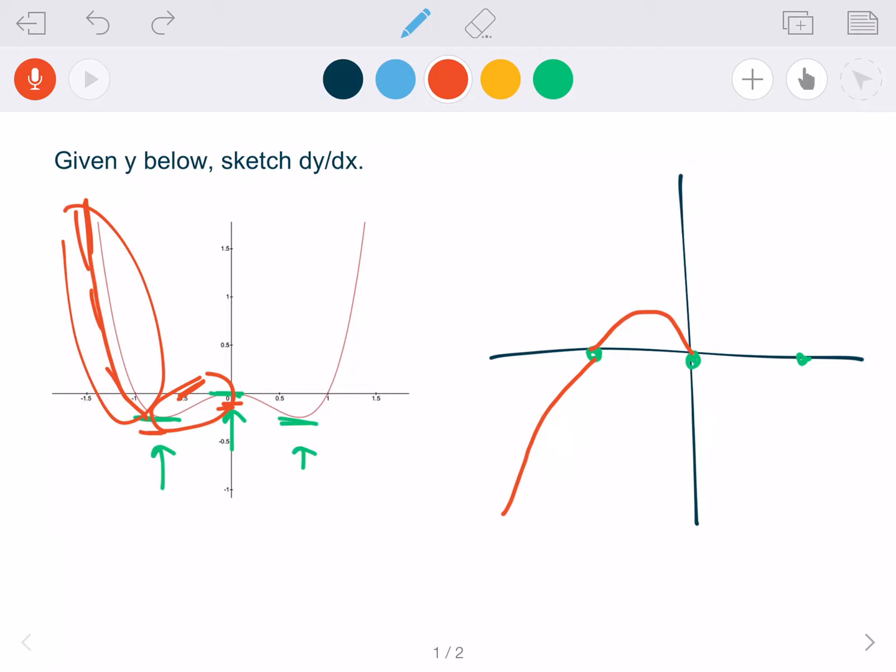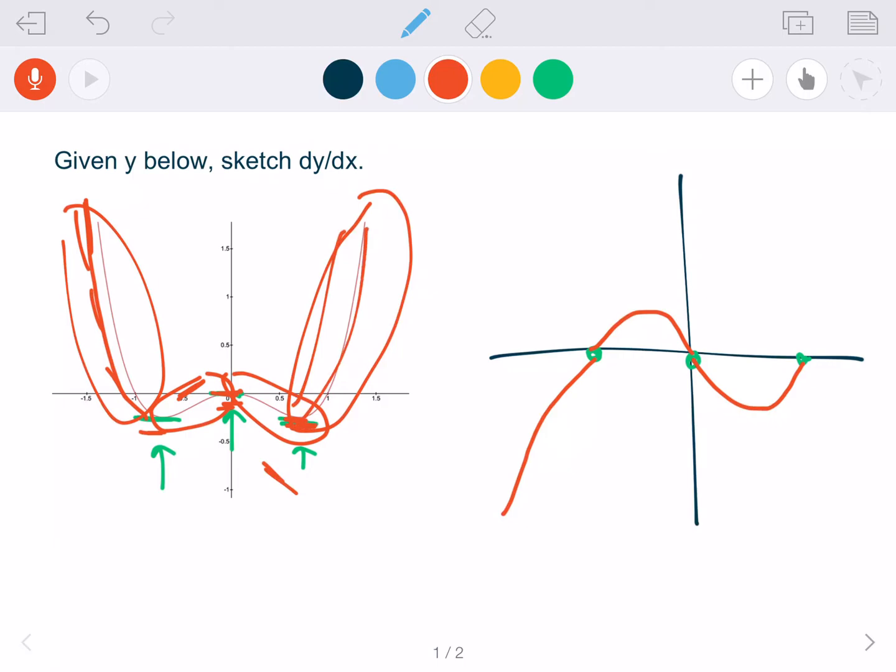Let's look at the next region from here to here. The slope is negative, and again, it's got to start at 0 and come back to 0. But it's all negative, so it's below the x-axis and comes back to 0. And then for this region right here, it's all positive, so I know I'm above the x-axis, and it starts at 0 and gets steeper, starts at 0, gets steeper. I'm going to call that my derivative.